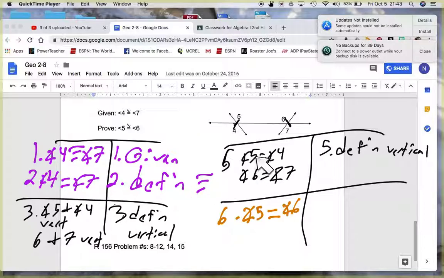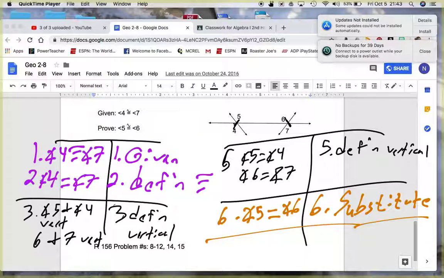So all I'm doing is replacing 4 and 7 because I don't care about 4 and 7. I want 5 and 6. And so I'm using this to put 5 and 6 into an equation I already know are equal. Which then once again, to finish it off, this would be a substitute, right? Or transitive, either way is fine, or syllogism. I'll let you use that word even though it's not quite correct. And then step 7 is definition congruent. Because I want angle 5 to be congruent to angle 6.